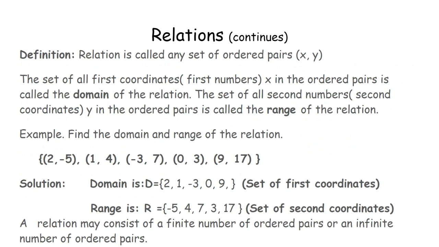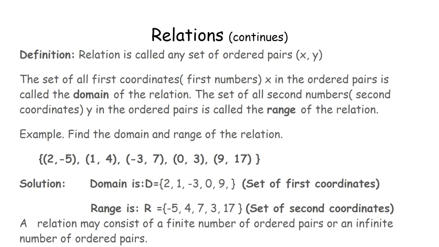Definition. A relation is any set of ordered pairs (x, y). The set of all first coordinates, the first numbers x in the ordered pairs, is called the domain of the relation. The set of all second numbers, the second coordinates y in the ordered pairs, is called the range of the relation.